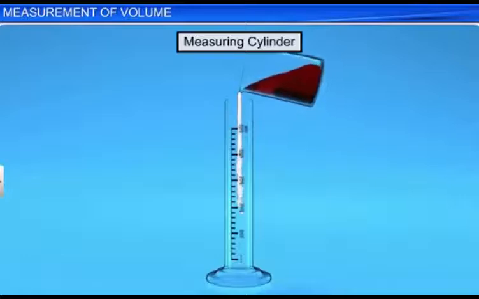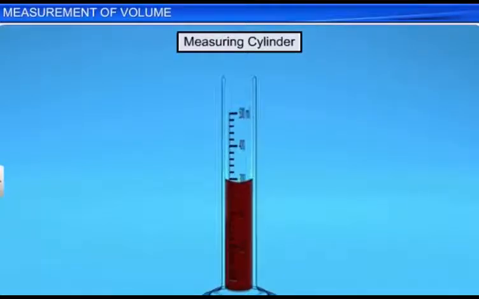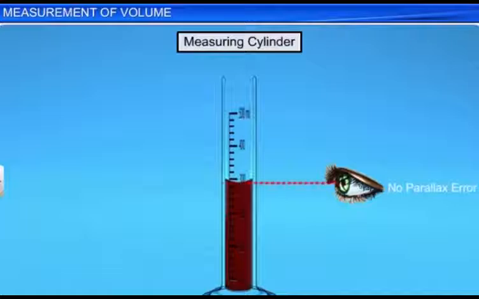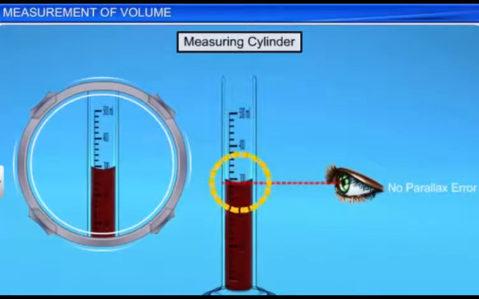Pour the given liquid carefully into the measuring cylinder so that no air bubbles are trapped inside. Note down the reading against the level of the liquid without any parallax error. This reading gives the volume of the given liquid. The graduations on the measuring cylinder indicate the volume of the liquid.